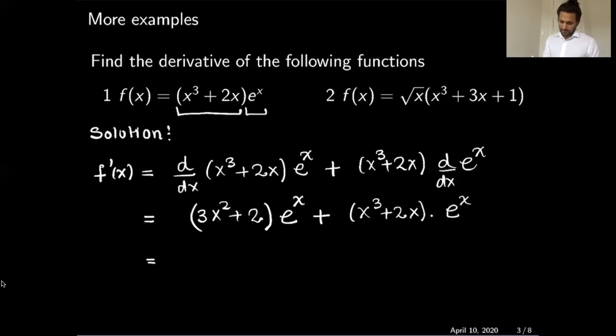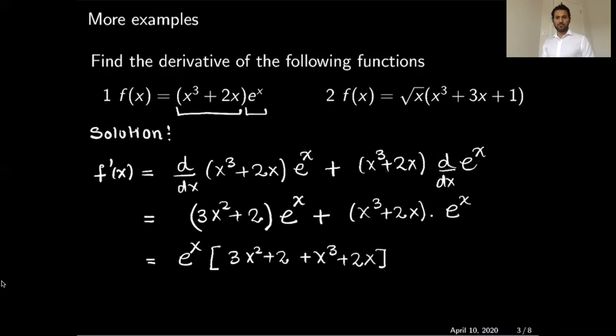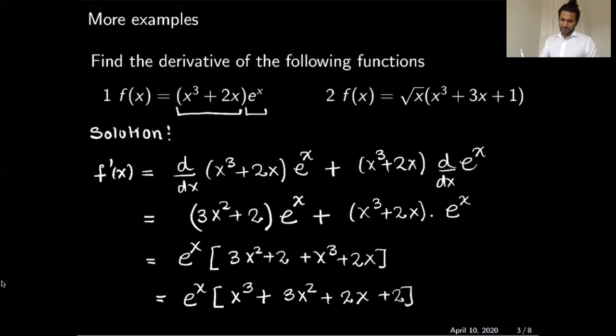I will simplify this one a little bit more. e to the power x can be pulled out, because it was common in these two terms. So this will be e to the power x times 3x squared plus 2 plus x cubed plus 2x. And then let's see what the inside term is: x cubed plus 3x squared plus 2x plus 2. So this is our final answer. We will put a box around it.